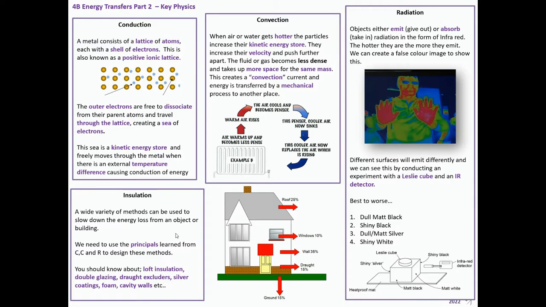Insulation, you should know about a wide variety of methods to slow down the loss of energy. And really, it's all about CC&R. So conduction, convection, radiation. You're trying to stop or reduce all three happening. So you need to know about loft insulation, double glazing, draft excluders, the little bits that go into your doors, silver coatings, foam, cavity walls, all the rest of it. You also should really know about stuff like the vacuum flask. But that's it in a nutshell, energy transfers or how we're going to reduce them.